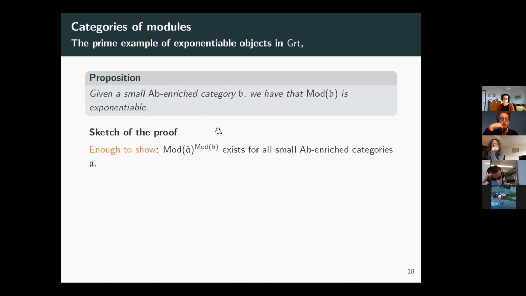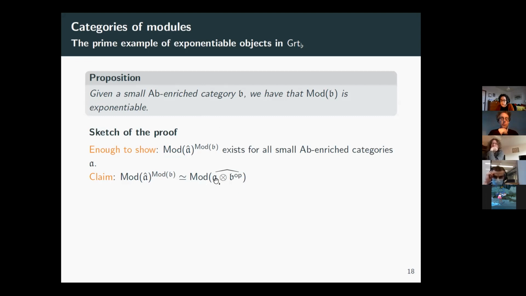How do we prove this? Well, because of the proposition, we know it's enough to check it for all the bases of this shape. And the claim is that this exponentiable is precisely this one, the modules over the tensor of A times B up, completed under finite limits.